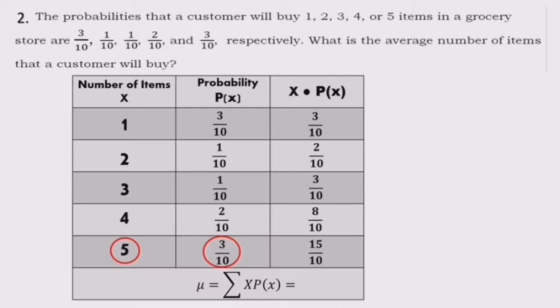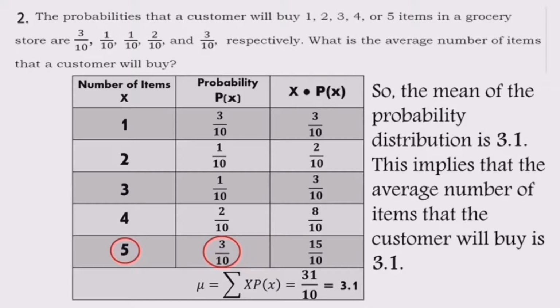So meaning atong i-total tanan diha sa column 3. So ang total is 31 over 10 or 3.1. So the mean of the probability distribution is 3.1. This implies that the average number of items that the customer will buy is 3.1.